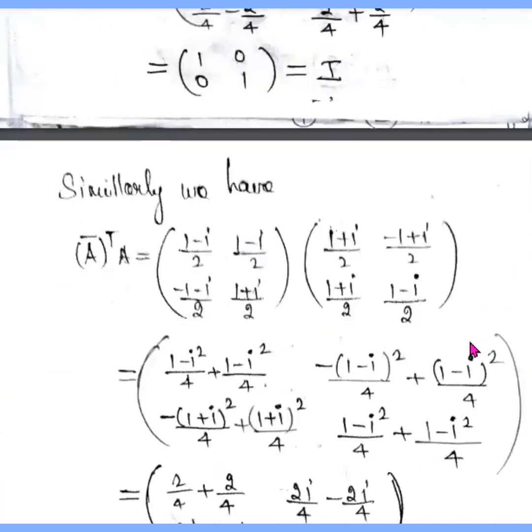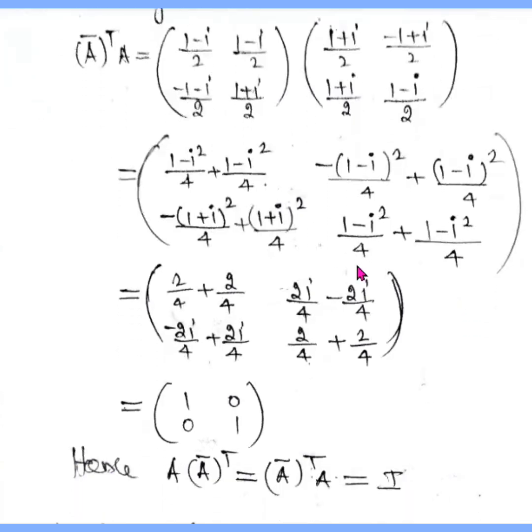Similarly, we can solve A bar transpose into A. A bar transpose, first write as it is: (1 minus i)/2, (1 minus i)/2, minus (1 minus i)/2, (1 plus i)/2. A is (1 plus i)/2, minus (1 plus i)/2, (1 plus i)/2, (1 minus i)/2. First row multiplied with the first column gives (1 minus i) square by 4 plus (1 minus i) square by 4. First row, second column: minus of (1 minus i) square by 4 plus (1 minus i) square by 4.